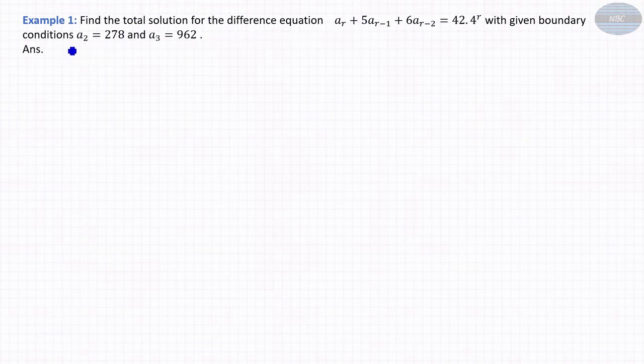So here we have a_r plus 5a_(r-1) plus 6a_(r-2) is equal to 42 into 4 to the power r. Let this be equation 1. Now we will first find the homogeneous solution.